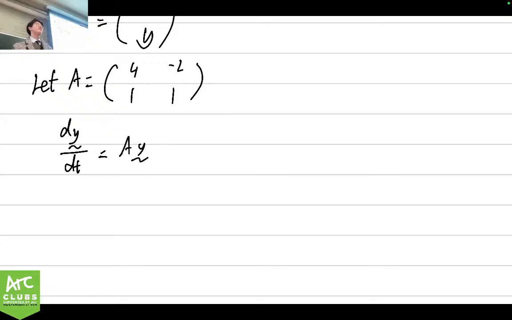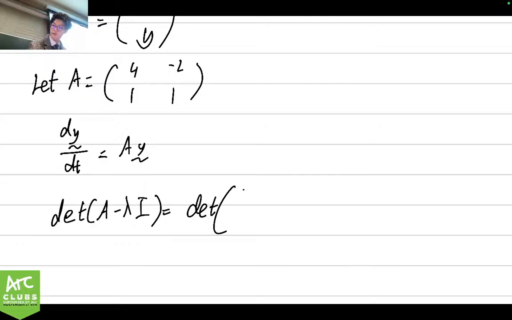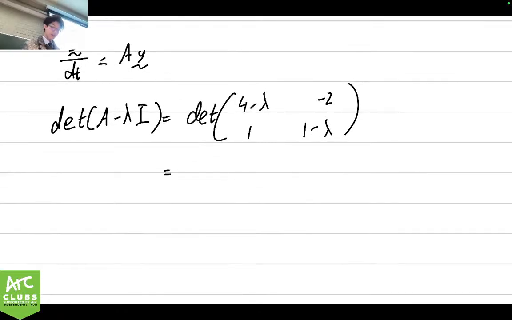So first, let's try to solve for the eigenvectors of this system, which means we first have to find the eigenvalues. So the determinant of A minus lambda I would just be the determinant of 4 minus lambda, 1, minus 2, 1 minus lambda. Calculating this and then simplifying would give you lambda minus 2, lambda minus 3, which means our eigenvalues are lambda equals 2 and lambda equals 3.